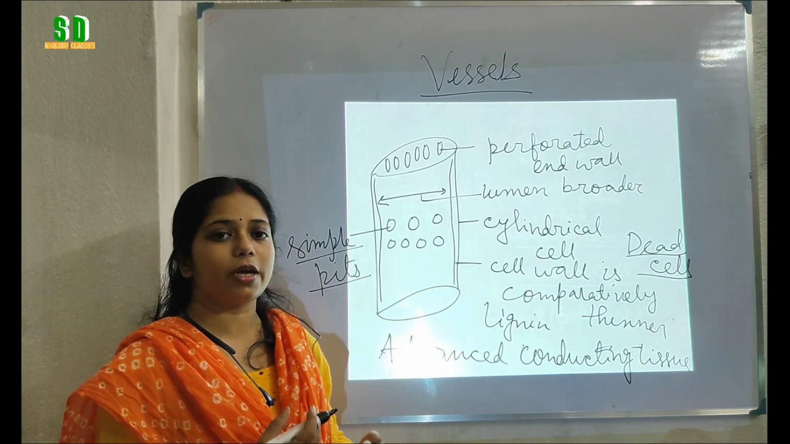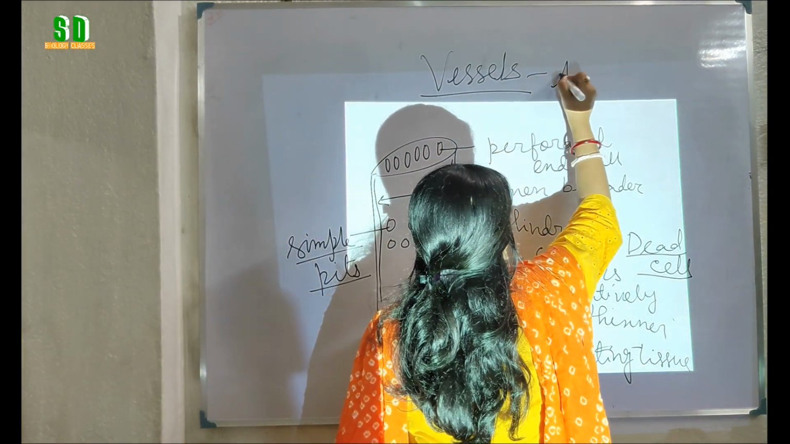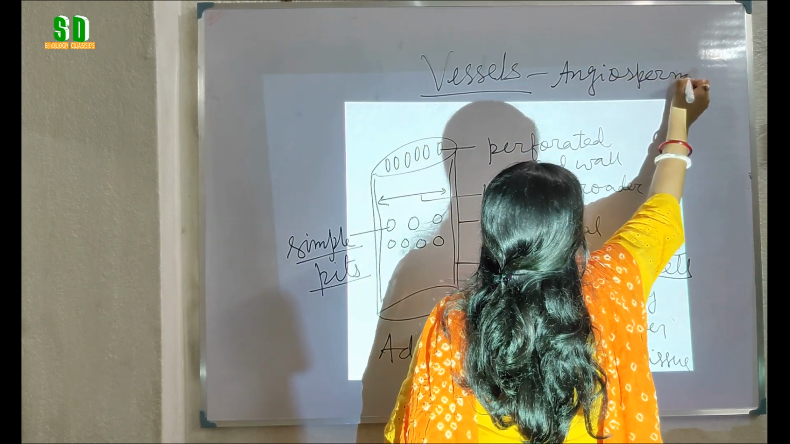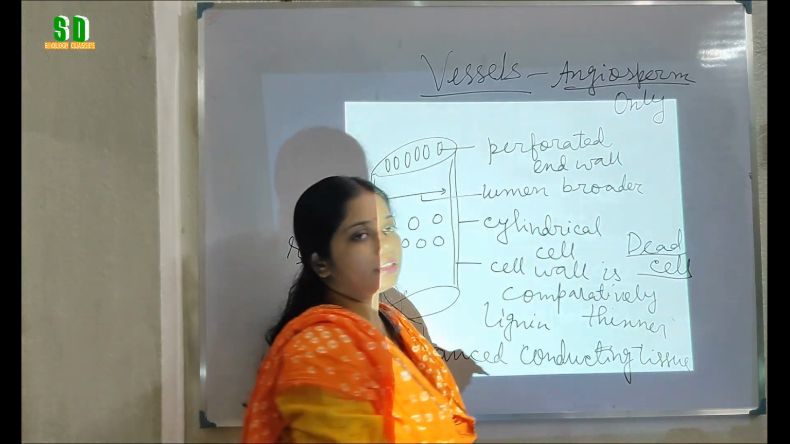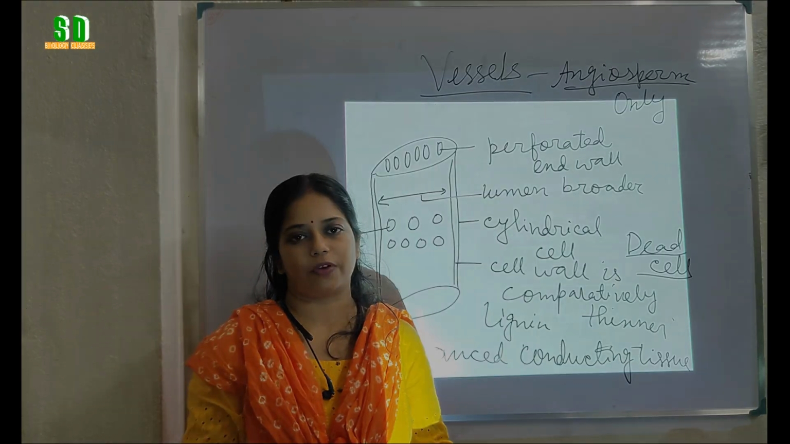Now the question is, where can we see the vessels? Vessels are present in the angiosperm only. They are absent in gymnosperm, and also absent in pteridophyta.